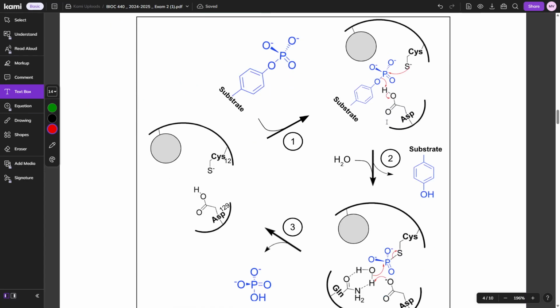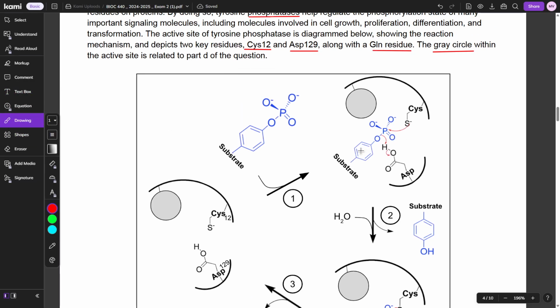And we can, in fact, confirm there's acid-base going on here if we look at this. So in this step here, aspartate has its OH, and we can see that the phosphate, or this tyrosine, is actually ripping off the OH. So aspartate is actually acting as an acid in this situation. Does that make sense?